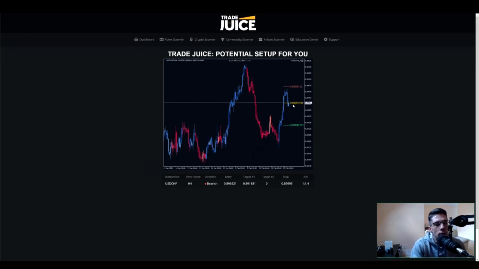So we want to be looking for a short position at 89.65.21 with a target at 89.18.81 and a stop loss at 89.99.95. The risk reward is 1 to 1.4. So if you risk $100, we would be making $140.